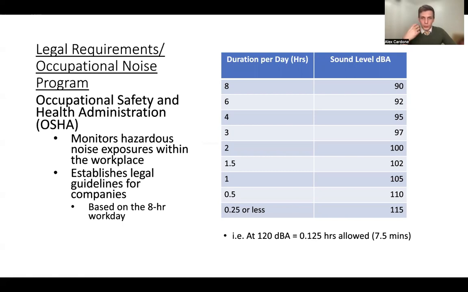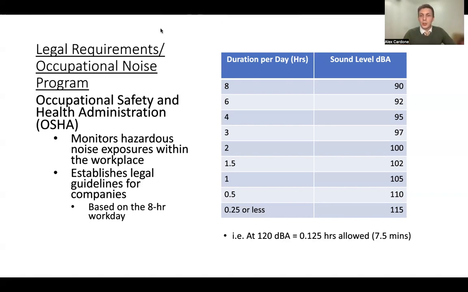As far as OSHA, they establish legal guidelines for all companies within the United States, or based within the United States. Specifically, whenever it comes to noise, they establish guidelines that companies have to follow to monitor hazardous noise exposures within the workplace. And every regulation is typically based upon a traditional 8-hour day. That's an important figure to understand moving forward.